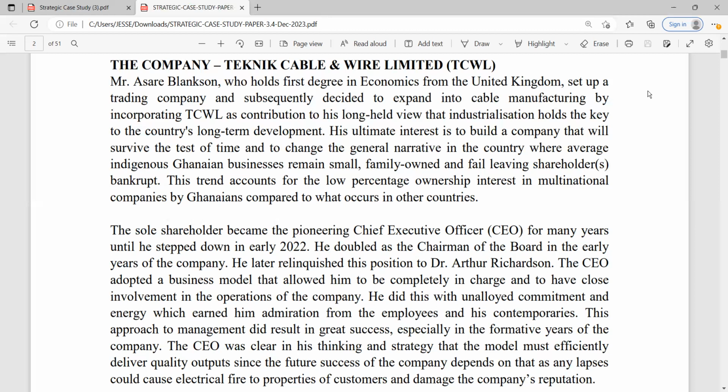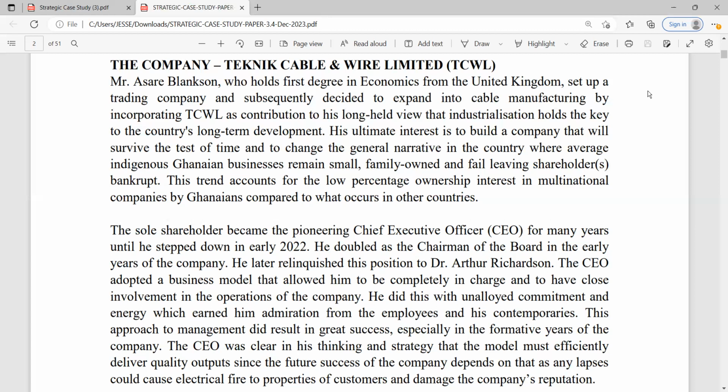And because of this trend, which accounts for the low percentage ownership interest in multinational companies by Ghanaians compared to what occurs in other countries. So we are being told of the founder of TCWL, Mr. Asari Blankson. One of the key things is you want to also know the vision, what is stirring up this business, right? And for Mr. Asari Blankson it is his belief in Ghanaian businesses, his belief in industrialization.